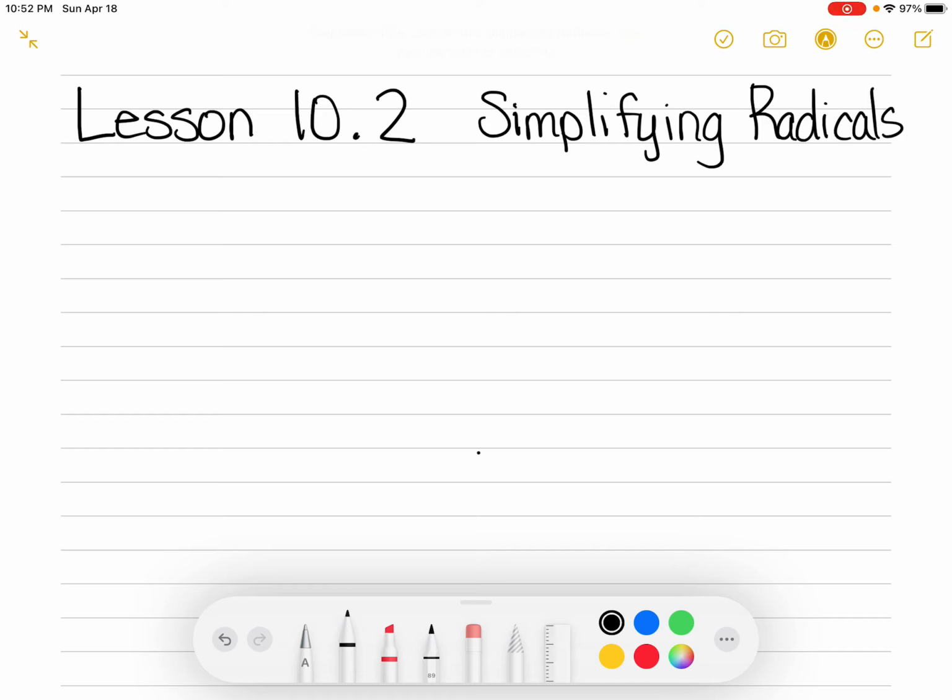Hi students, today we're doing lesson 10.2, simplifying radicals. And this is a little bit of a puzzle type game, kind of like the factoring one was. Maybe a little bit easier than factoring though.